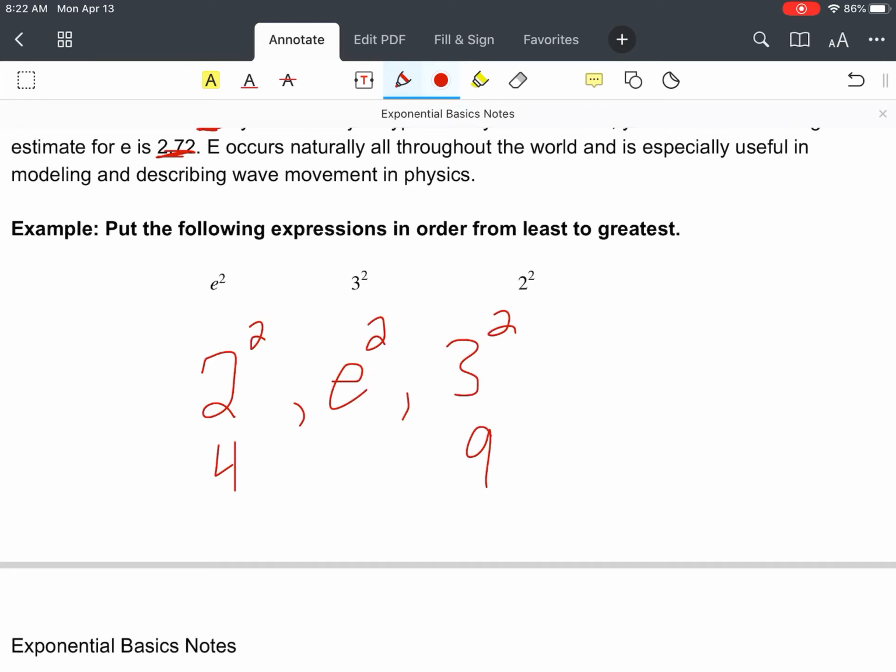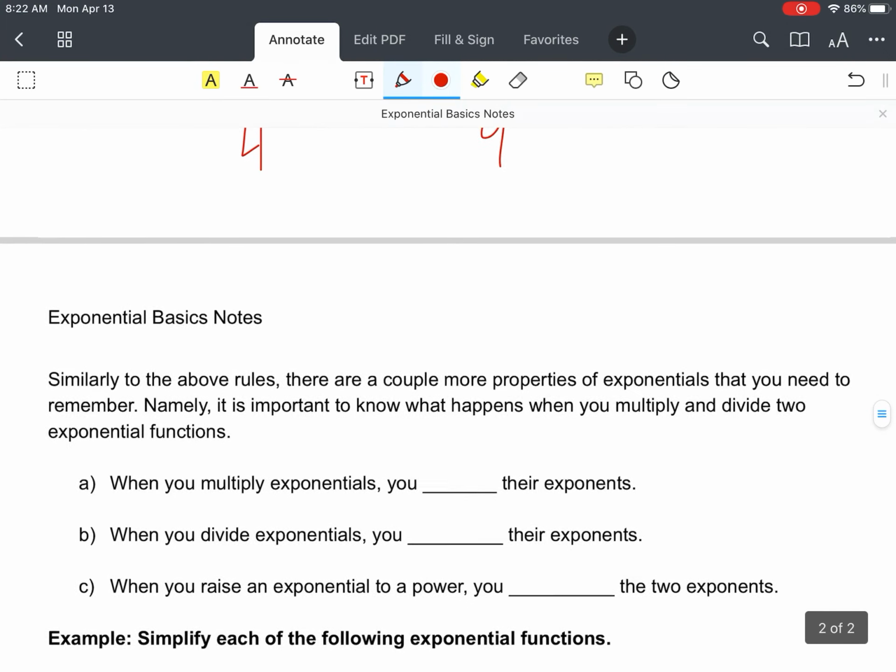Now you're actually not going to be asked to evaluate e all that much, but it'll pop up when we solve equations and when we simplify some things and all that kind of stuff.